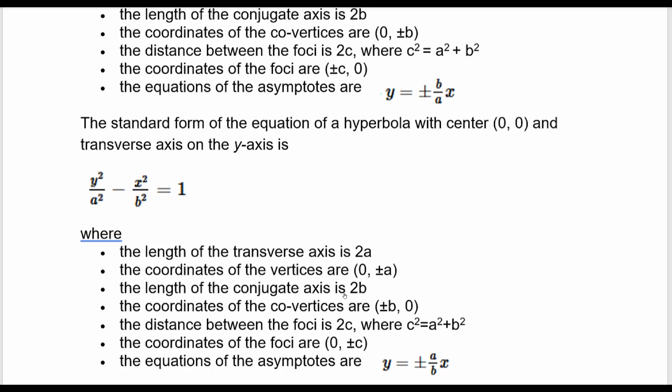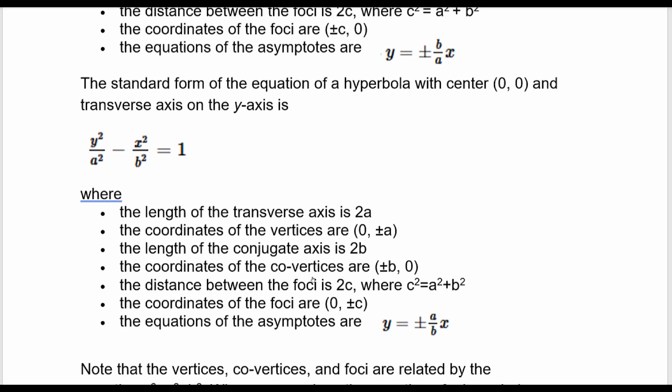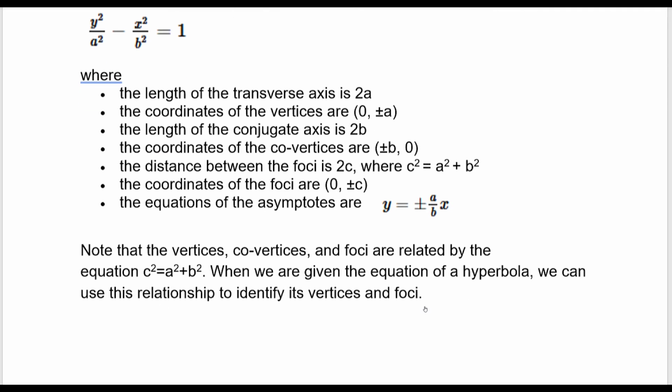Length of the conjugate axis is 2b. The coordinates of the co-vertices are plus or minus b comma 0. So kind of switch what was above. And then the distance between the two foci is 2c, where c squared equals a squared plus b squared. And the coordinates of the foci are 0 plus or minus c. And the equations of the asymptotes are going to be y equals plus or minus a over b times x. Again, a is the part that's under the y, b is what's under the x.